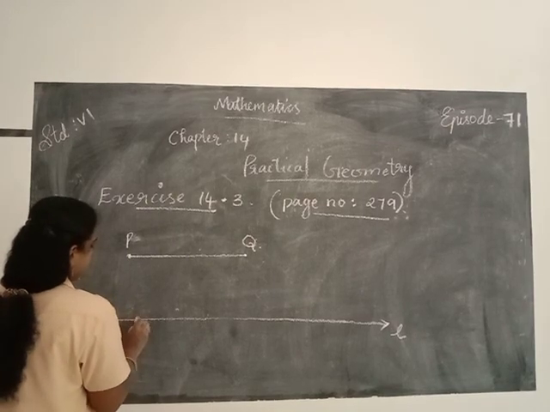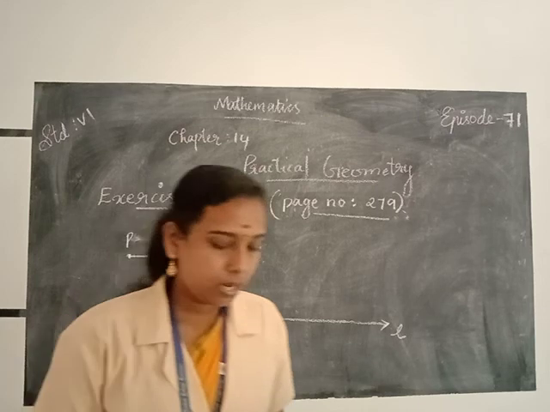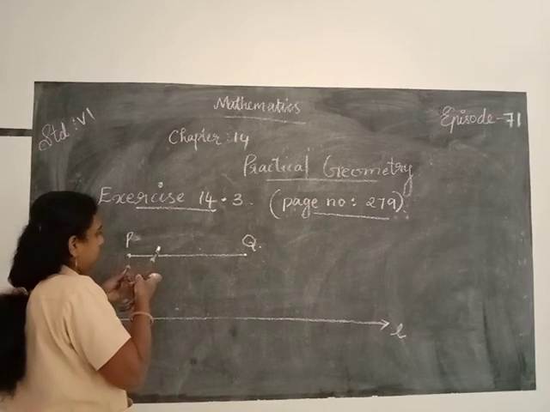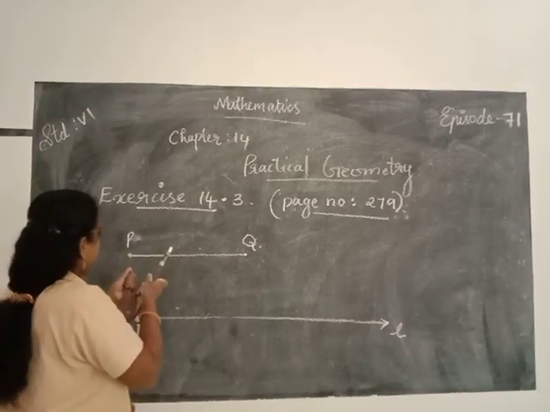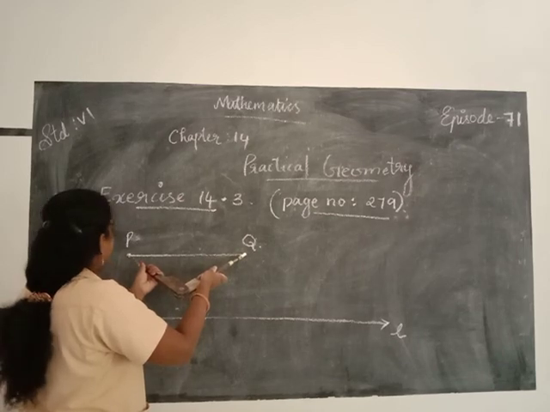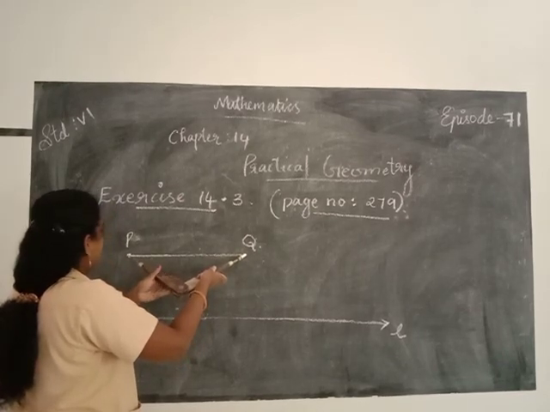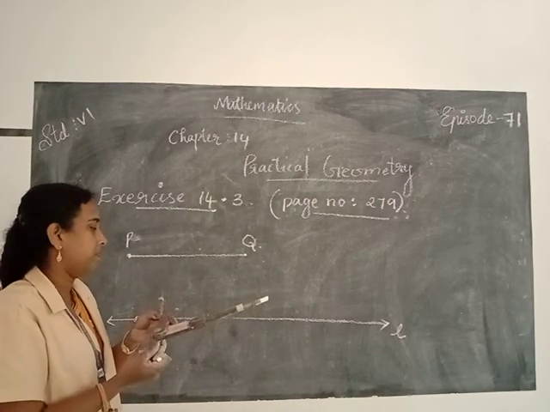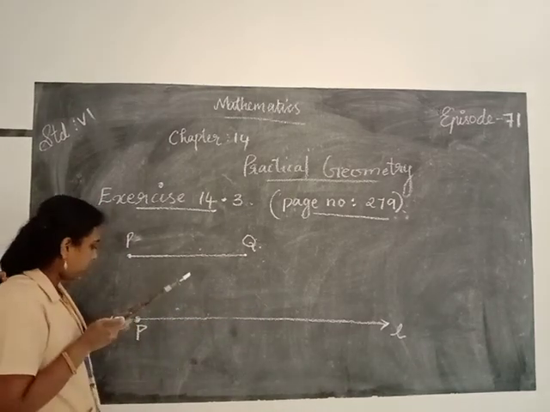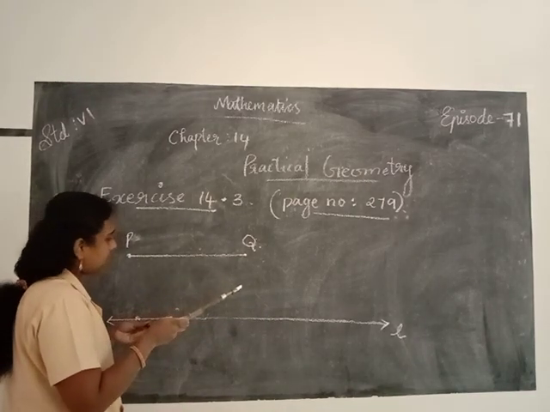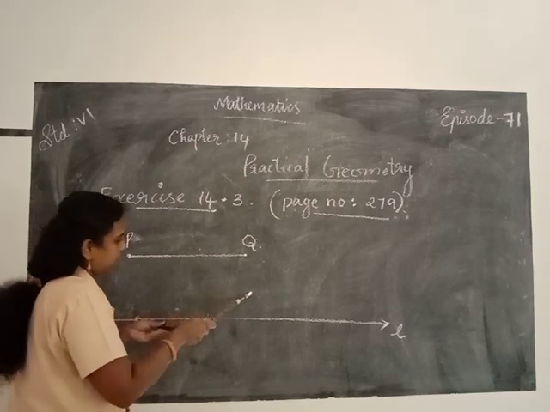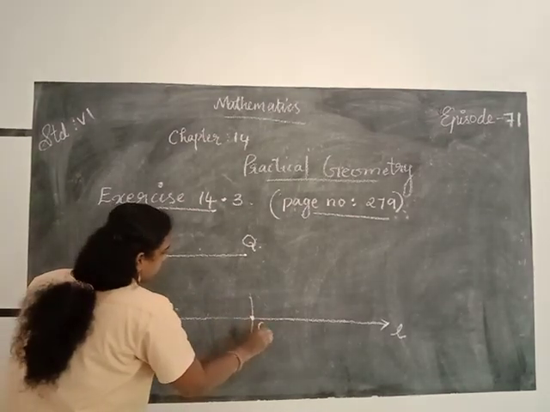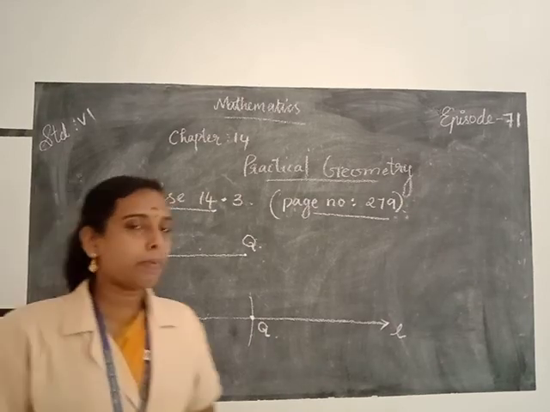Then mark the point P on the line. Then you take the length of PQ by using your compass, and it measures. Then place the pointer at the point P. Then swing an arc that cuts the line L. Then mark the point as Q. Then we get the line segment PQ.